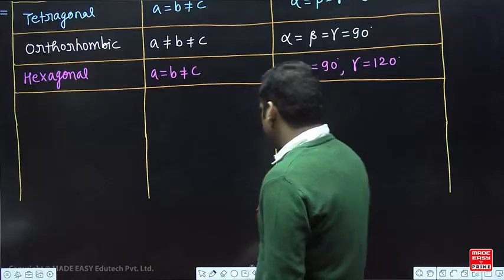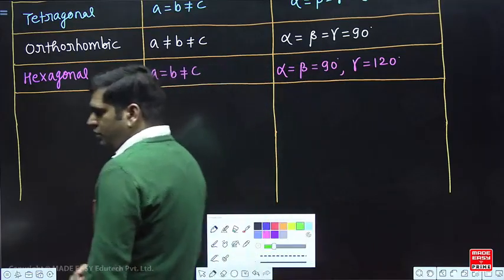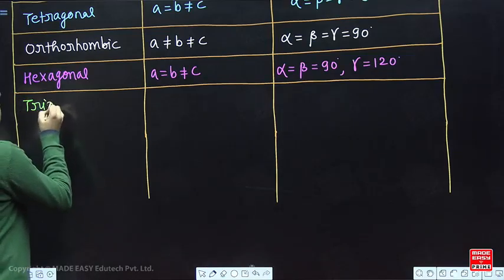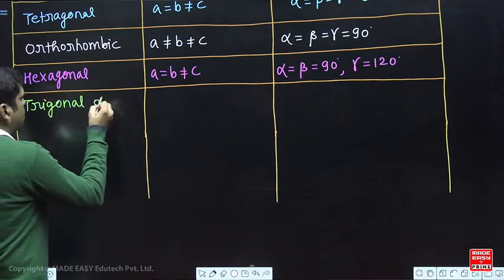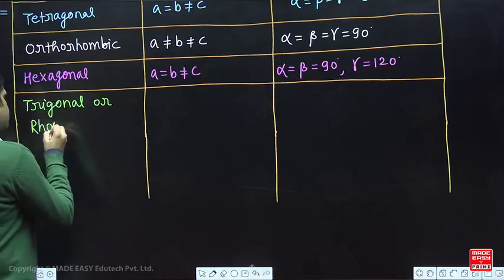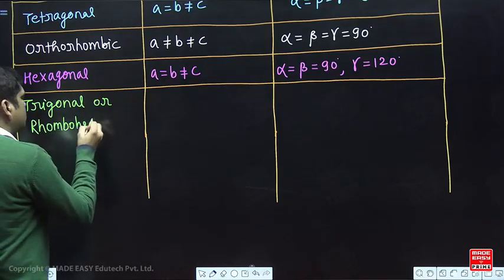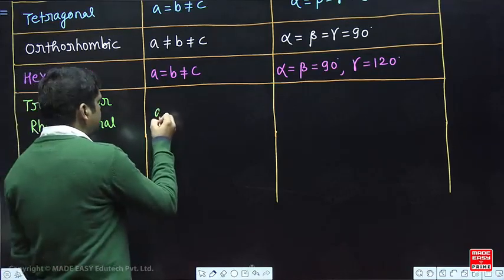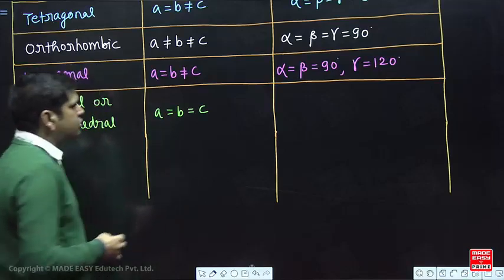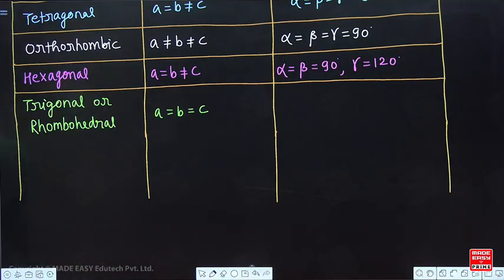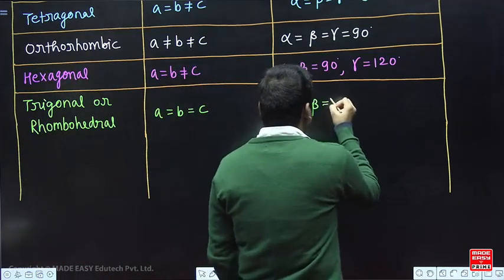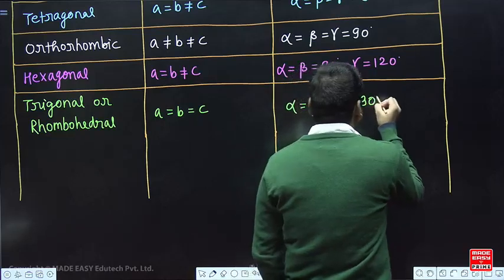Next is trigonal or rhombohedral. So for trigonal, A is equal to B is equal to C, alpha, beta, gamma all are equal but not 90 degree.